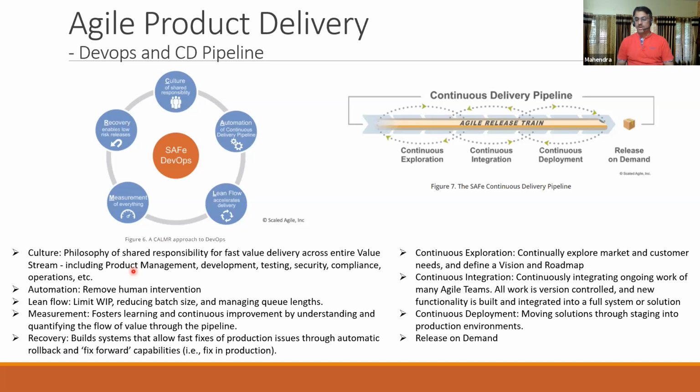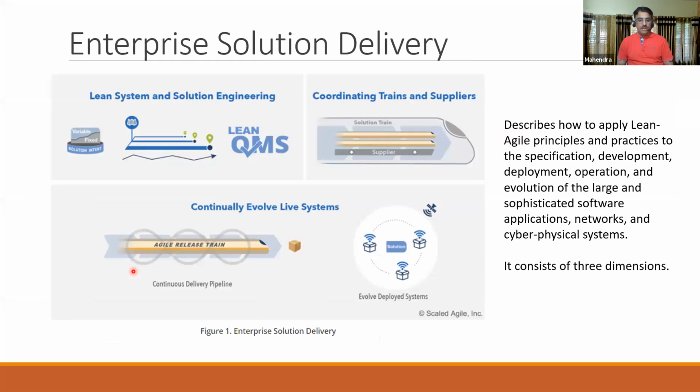We did speak about release on demand. That is the continuous delivery pipeline that we are talking about. So the various aspects that get into exploration, integration, and deployment is what this dimension talks about. We'll finish enterprise solution delivery, then we can take a pause for any questions. That would complete the execution part of it, and then we can move to the strategic core competencies.